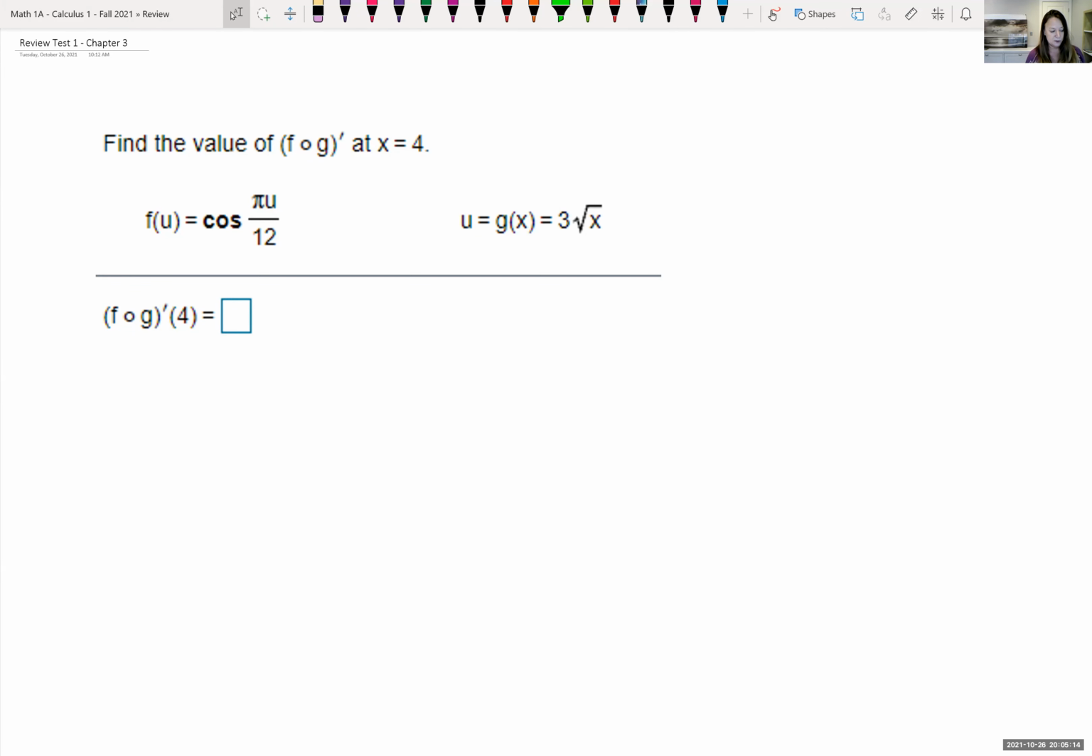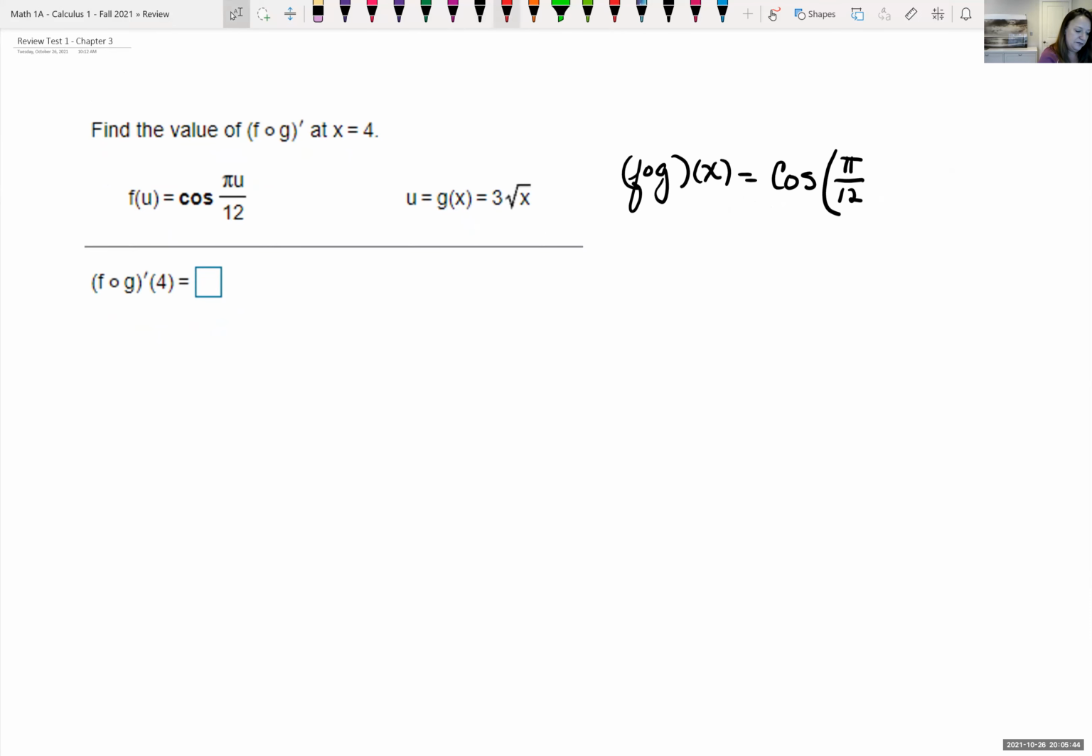And so it's actually broken it down for us. They gave us what f of u is, which is cosine of pi u over 12. And they give us that u is equal to g of x, which is 3 square roots of x. And if we looked at the composition of the function, we can do it this way if we want. This is going to equal my f function, which is cosine of pi 12ths times u. But u in our case is this 3 square roots of x.